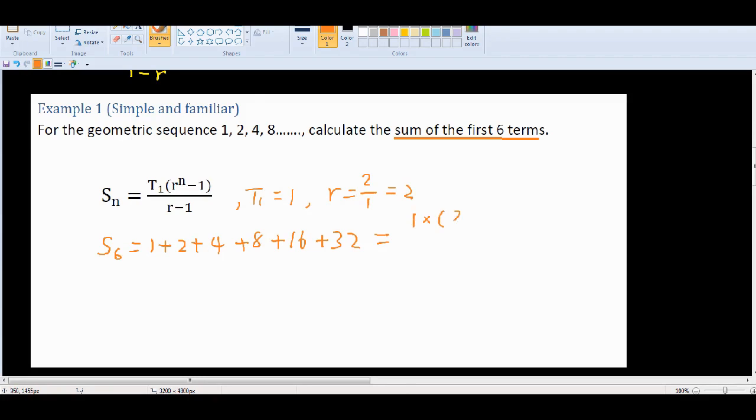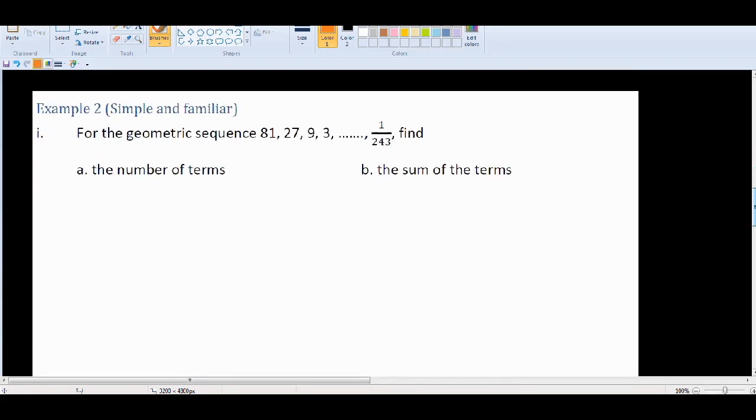1 times 2 to the power 6 minus 1, over 2 minus 1. For this type of question, since the numbers are quite simple, you might not be allowed to use a calculator. That means this question will be in paper 1, so you might need to do a bit of calculation by yourself. And that will give you 63. Of course, you can add the numbers together, and you can see that the answer would be the same.